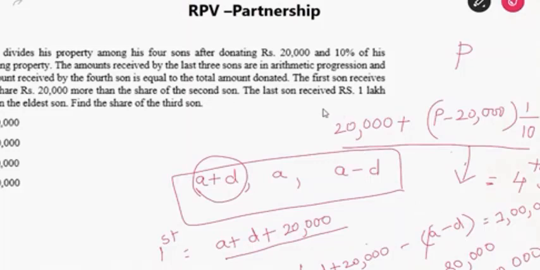So see here, this is the part donated, right? Now the remaining part will be how much? The remaining property value, P minus 20,000. In his property, he has donated P minus 20,000, and in this 1 by 10, so the remaining part will be equal to 9 by 10.